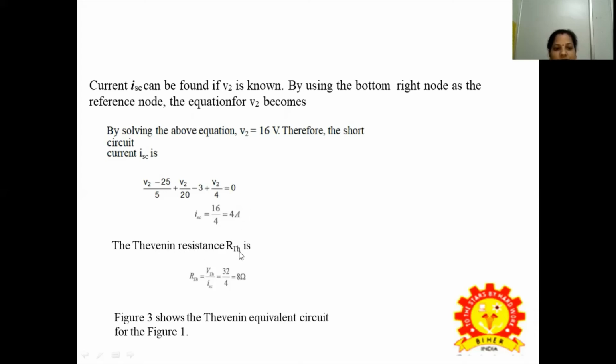So, Thevenin resistance RTH equal to VTH divided by ISC, equal to 32 divided by 4 amps, which is equal to 8 ohms. Figure 3 shows the Thevenin equivalent circuit for figure 1.